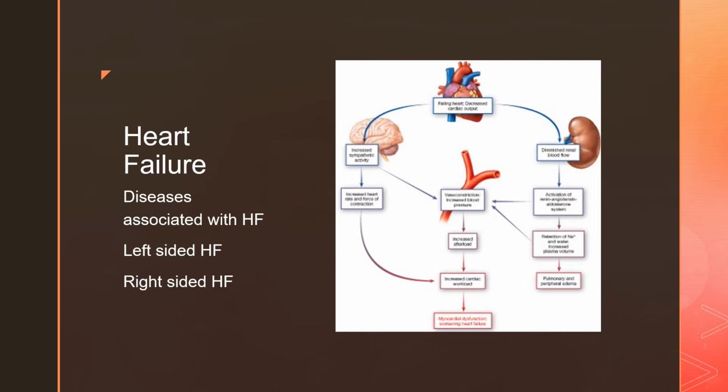When we're thinking right-sided failure, this is where the blood is going to back up into the veins, and this is going to cause peripheral edema and organ enlargement. So I want you to think things like pitting edema, jugular vein distension, and hepatic enlargement.